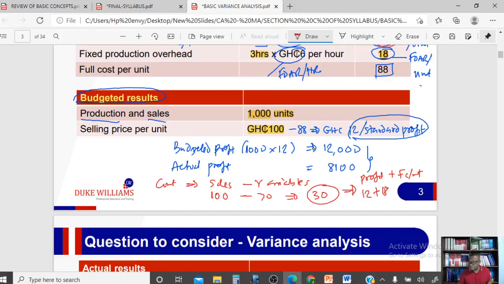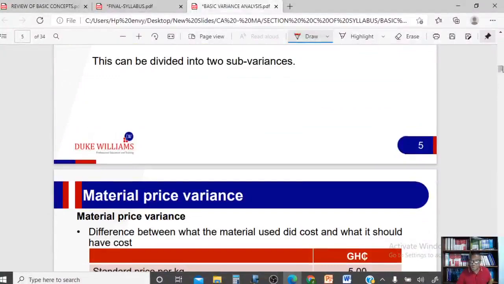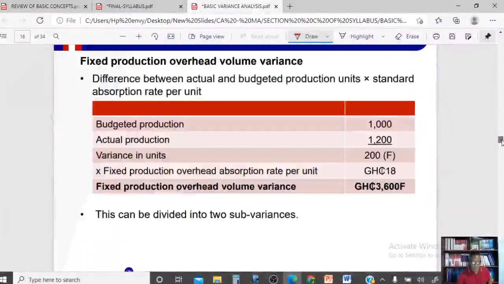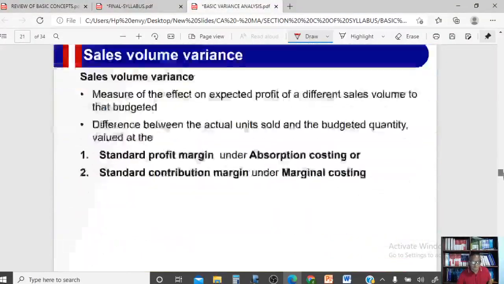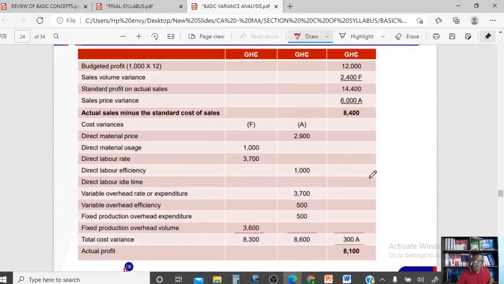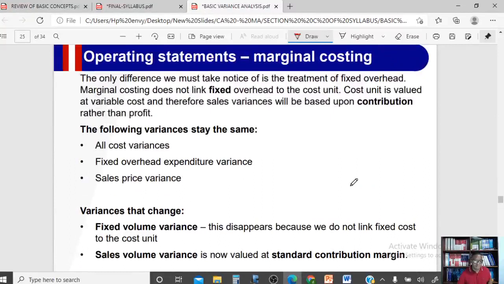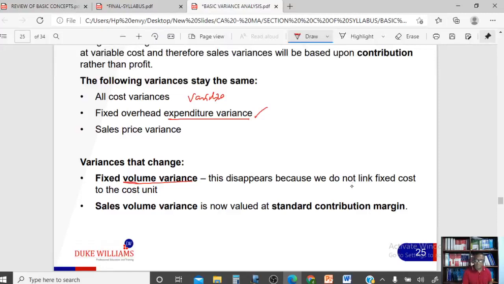Now, the interesting thing I want you to see here is, I've actually done all these ones for you, and I want to now demonstrate how this differs from marginal costing. So look at this. In marginal costing, all cost variances stay the same. So essentially, variable cost, fixed expenditure, but the volume disappears. So you see that in the fixed overhead expenditure, we had the volume. The volume now disappears, and now we have just the expenditure. It disappears because we do not link fixed cost to cost per unit. And then the sales volume variance is now a standard contribution margin, that which I just explained.